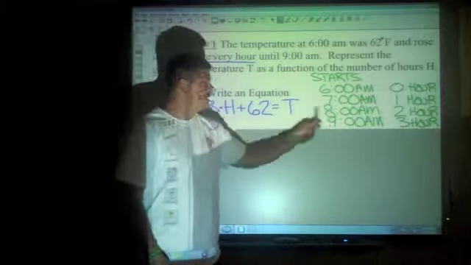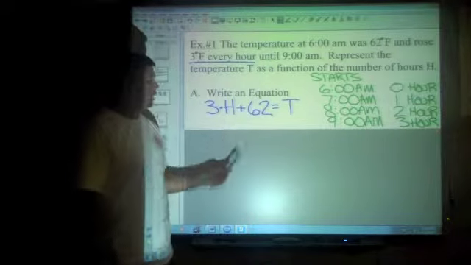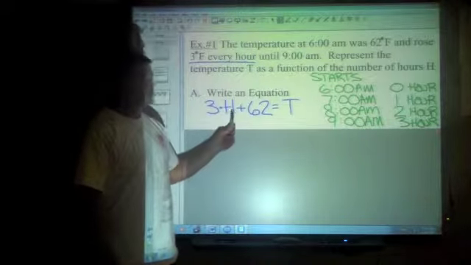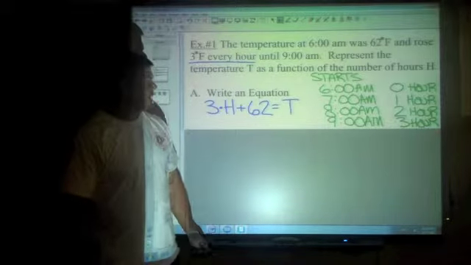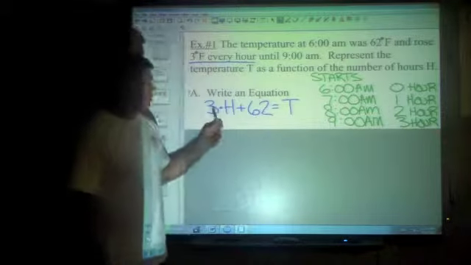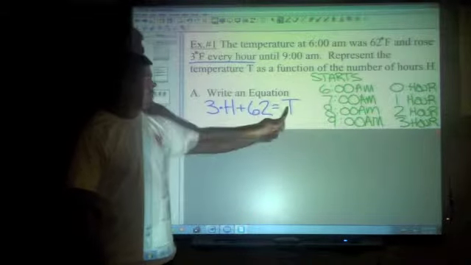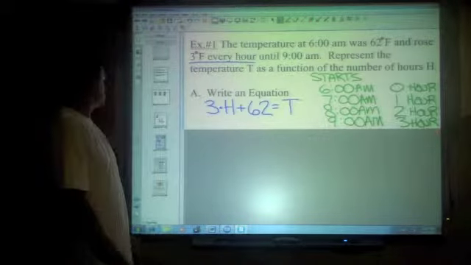Plug in 8 for this h? No. Plug in the 2, because that's 2 hours later. 3 times 2 is 6. 6 plus 62 is 68. Again, that's the value we thought we would have at 8 a.m. At 9 a.m., we thought this should be 71. So let's plug a 3 in. 3 times 3 is 9. 9 plus 62, good enough, 71. So we think this equation is pretty solid.